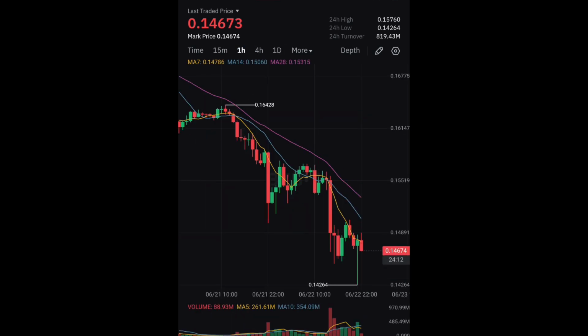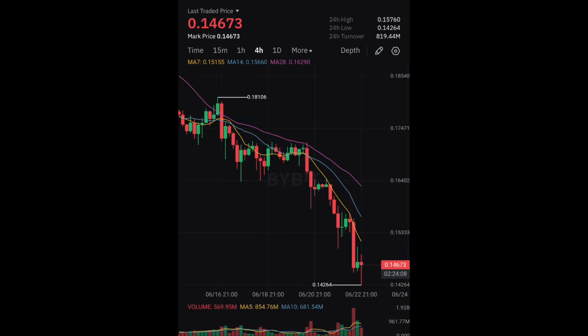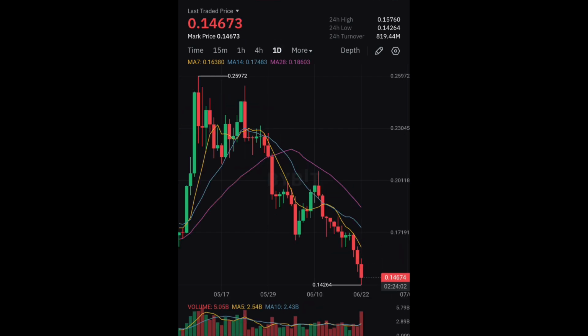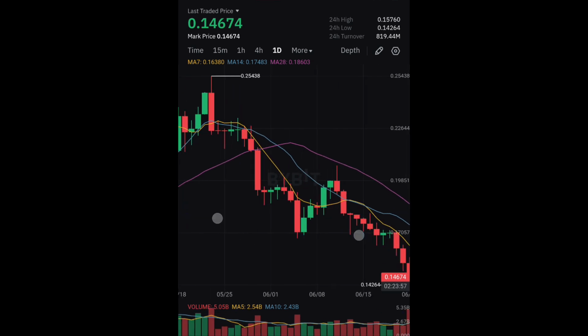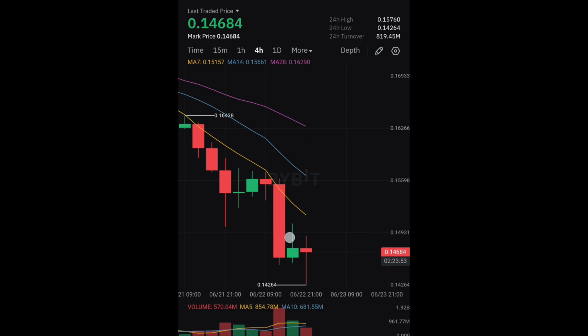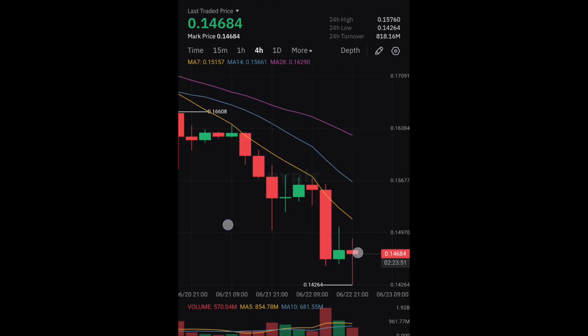What does all this mean? 1 hour, 4 hour, 1 day. What does all this actually mean, you might ask? Each time you put this on 1 hour, 4 hour, or 1 day, it represents each candlestick. So let's assume I put this on 4 hour. Each candlestick now represents 4 hours. Each of these candlesticks represents 4 hours.